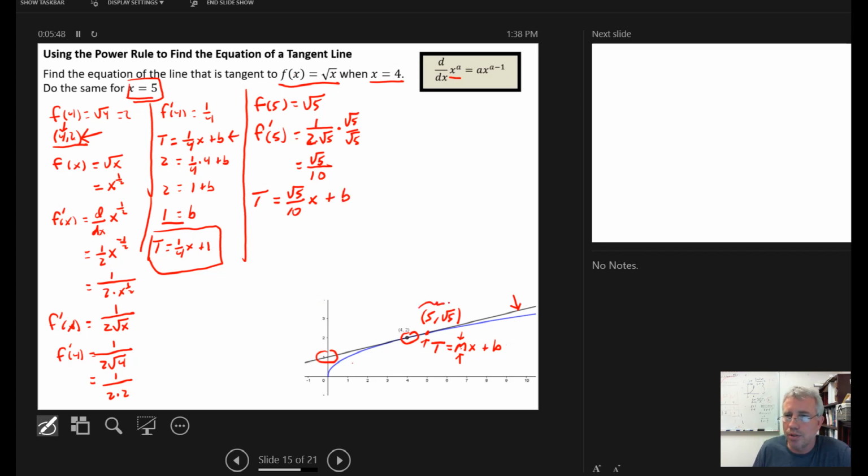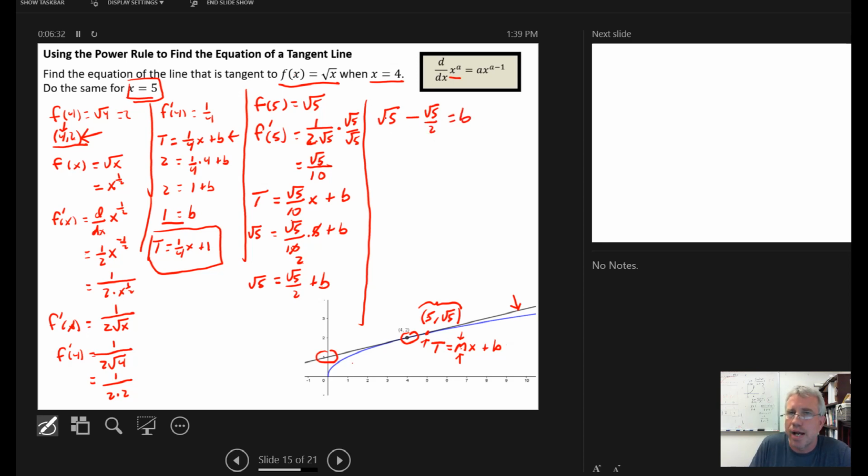And then I plug in the point on the line to find b. So the output is the square root of 5 when the input is 5, so pop my input of 5 in, and 5 will go into 10 2 times, so I get the square root of 5 is equal to the square root of 5 over 2 plus b. So I'll step my work up here. I'm going to need to subtract the square root of 5 over 2 from both sides to get the b by itself. So the square root of 5 minus the square root of 5 over 2 equals b.